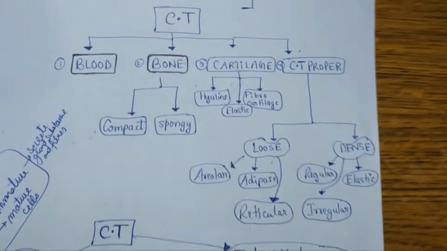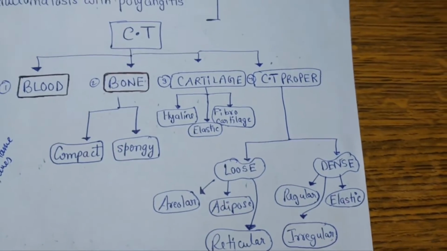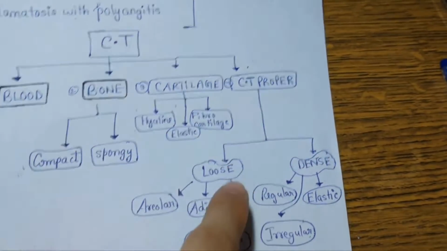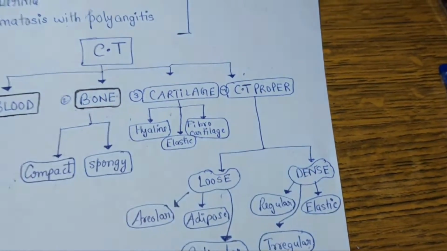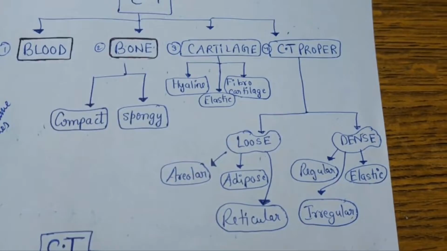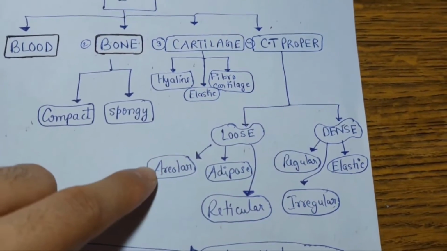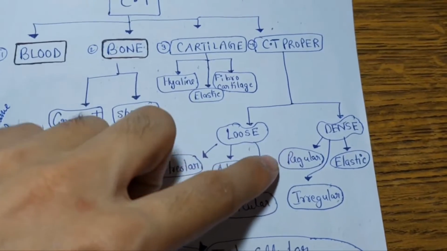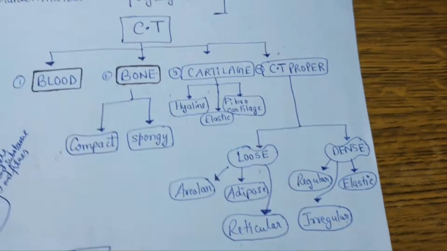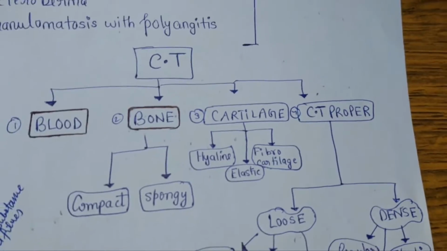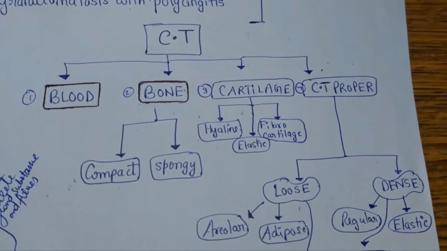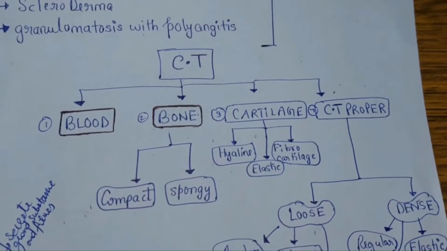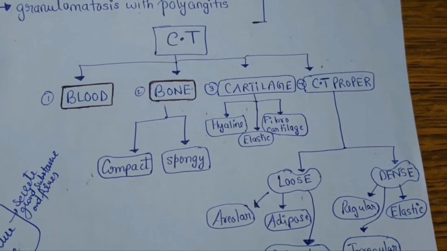Now we will study the types of connective tissue and their subcategories. There are two types of connective tissue proper: loose connective tissue and dense connective tissue. Loose connective tissue can be further divided into areolar, adipose, and reticular. Dense connective tissue proper can be regular, irregular, elastic. Then we move on to cartilage. We have three types of cartilage: hyaline cartilage, elastic cartilage, and fibrocartilage. Bones are also of two types: compact bone and spongy bone.